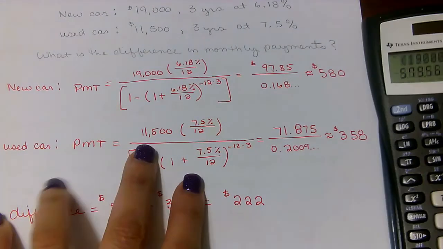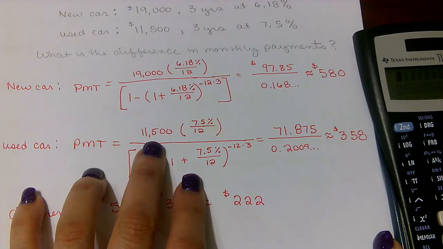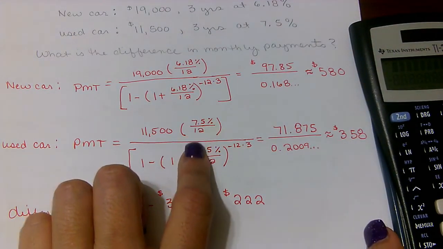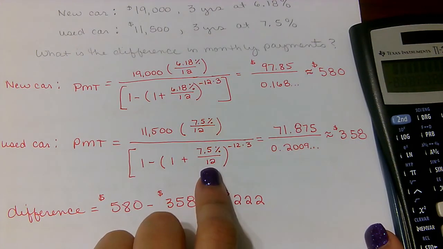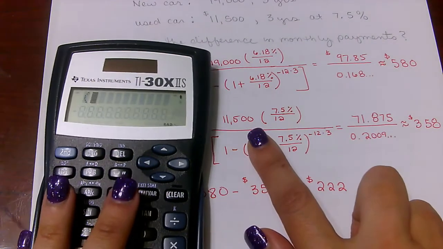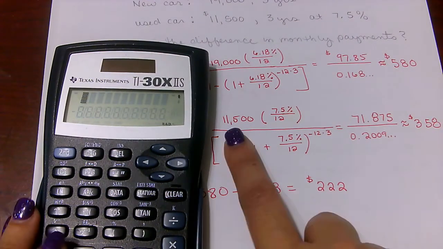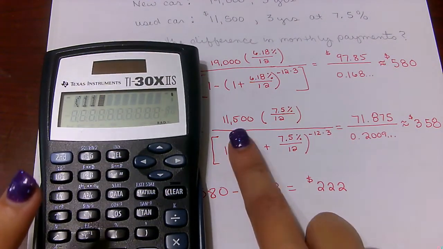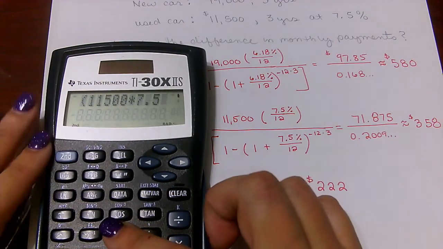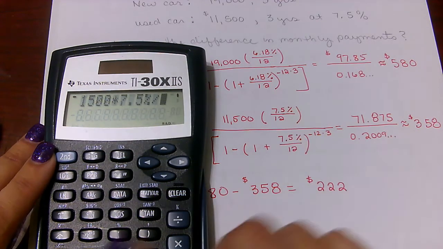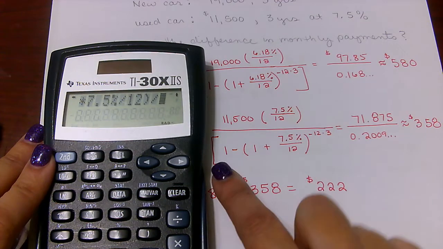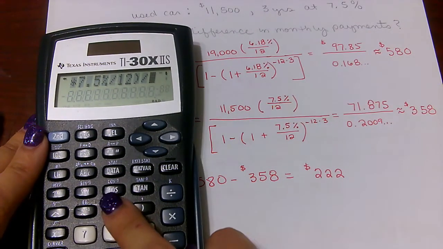For the used car, our payments are going to be $11,500, and our interest rate is more, 7.5%. All the other information remains the same. So let's go ahead and calculate this into the calculator. Start with an open parentheses and put 11,500 times 7.5% divide by 12. Close the parentheses for the numerator, divide and open a new set for the denominator.